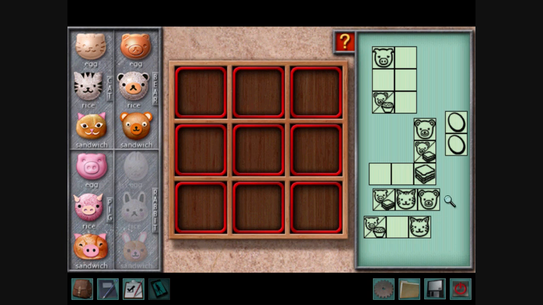Alright, so let's take a look at this puzzle solution. I'm going to do what I've done before and pick the largest piece first. Okay, so we have a bear sandwich, and then some sort of sandwich.